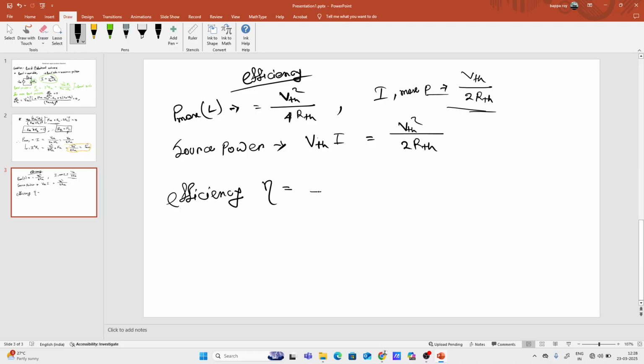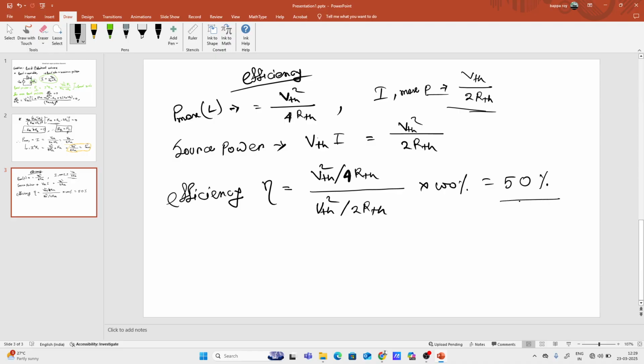That's the symbol. VTH square by 4 RTH, load side power, by source power, VTH square by 2 RTH, into 100%, and finally it will come out 50%. Okay, so we are saying maximum power is delivered at the load side, but only 50% is delivered.